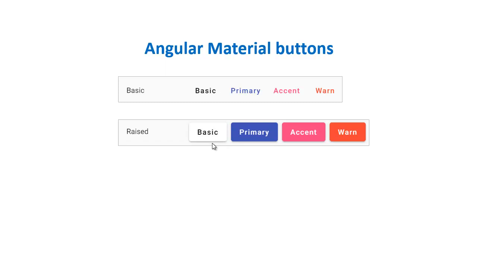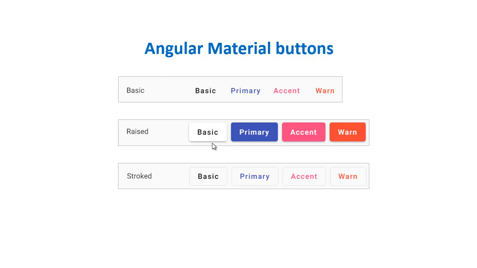And the third set of buttons are stroked buttons, which will have only borders and there will be no color as a background for these buttons. And you can observe there is no shadow and the text within these buttons is of different colors. That is because of the different color palettes which come with Angular material.